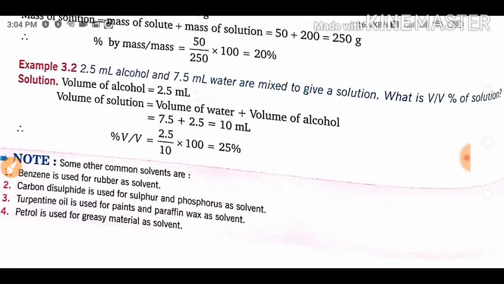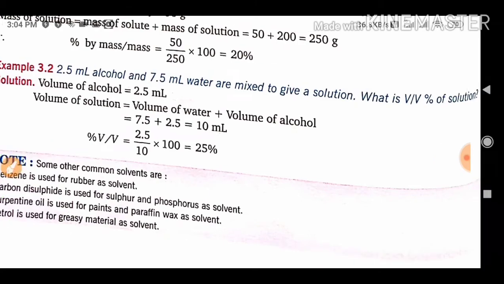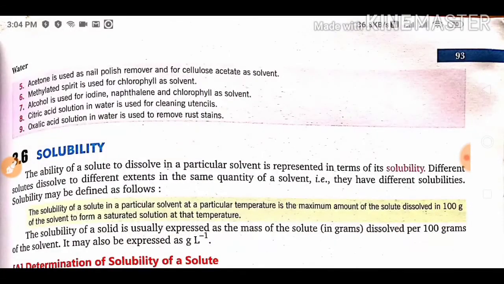Some notes. Whenever these notes are given in your book, you have to read them and understand. Benzene is used for rubber as a solvent. Carbon disulfide is used for sulfur and phosphorus as a solvent. Turpentine oil is used for paints and paraffin wax as a solvent. You already heard about it. Petrol is used for greasy material as a solvent. And some other notes are also given here, so you read them.